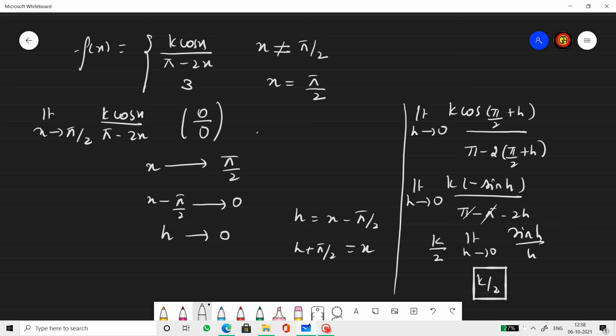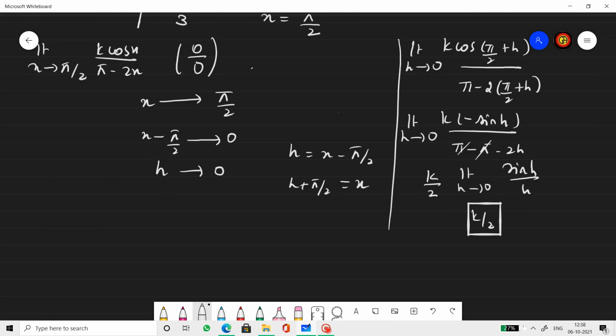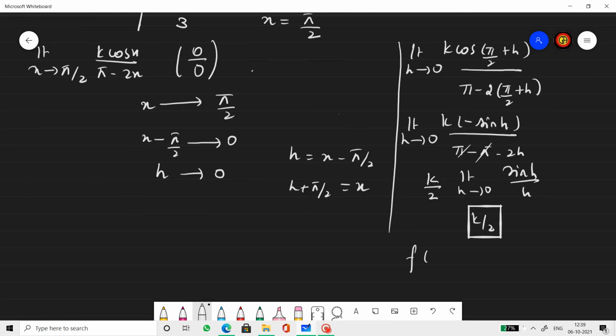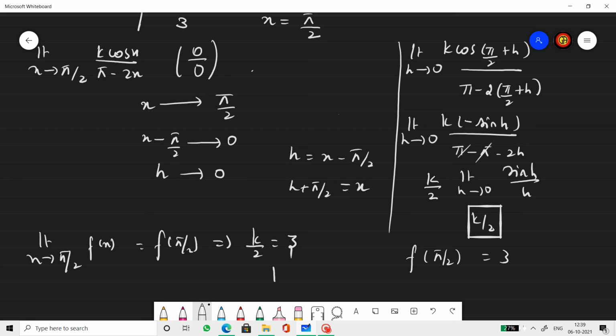Now at pi by 2, f of pi by 2 is given as 3. It is said in the question that it is continuous. So limit x tends to pi by 2 of f of x equals f of pi by 2. So k by 2 equals 3, so k equals 6. That is how the answer for this question will come.